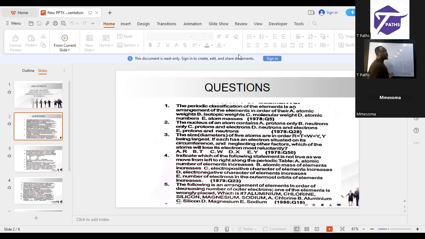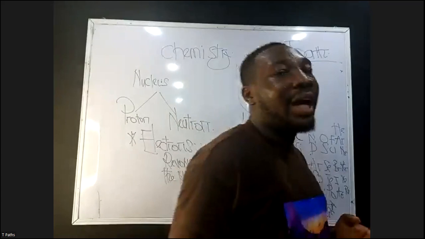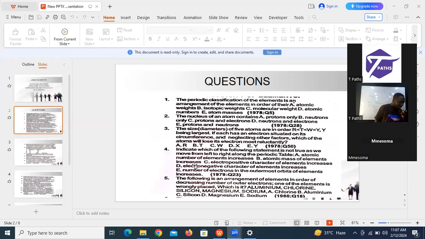Now, in period, you observe that as you go across the period, the number of electrons in the atom's shell will keep on increasing. So this is 1, 2, 3, 4. So you keep on increasing. So the answer to this question is electropositivity. Electropositivity will decrease across the period, but will increase down the group. So the answer is option C.